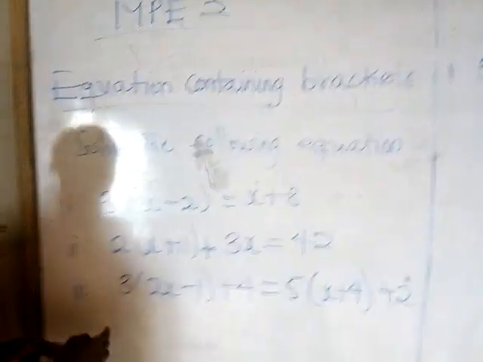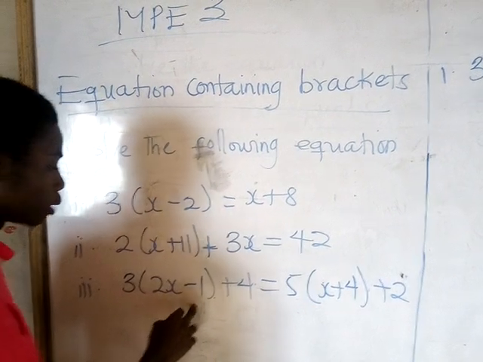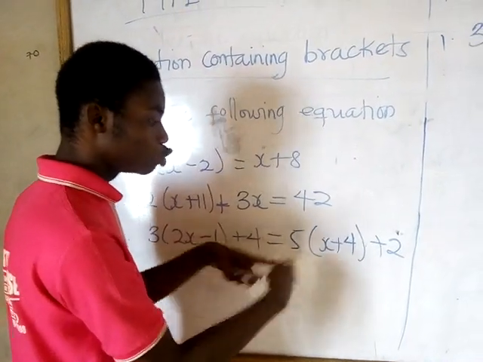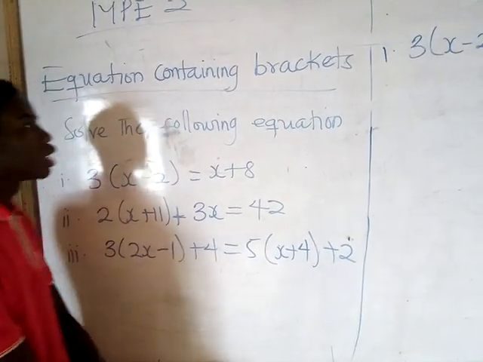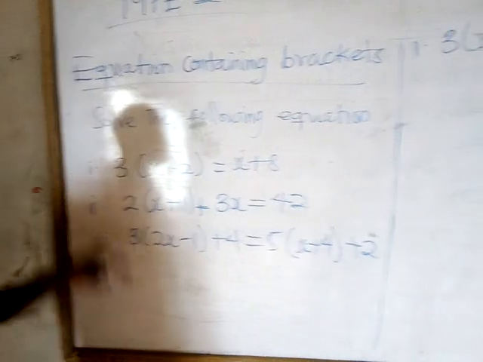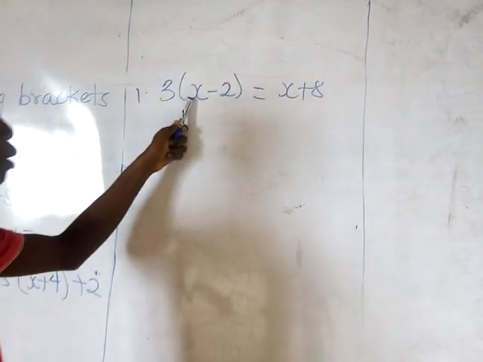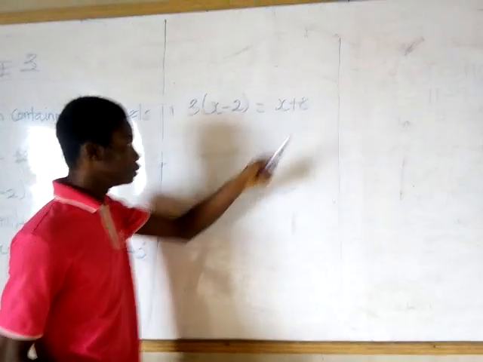42. The next one is what? 3(2x - 1) + 4 = 5(x + 4) + 2. So now let's start solving the first one. So the first one is what? 3(x - 2) = x + 8.